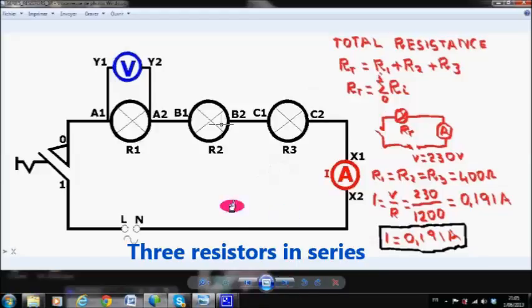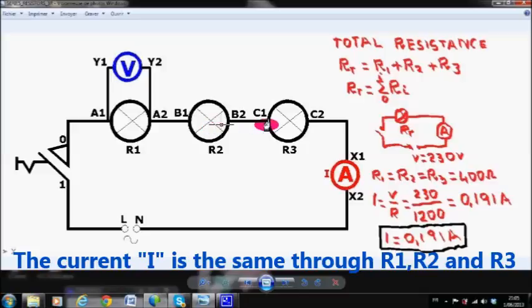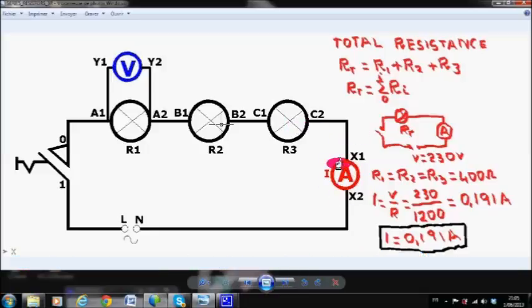We get this circuit with three resistors in series. As we've seen before, the current that flows through R1 is the same that flows through R2, and then that current is the same that flows through R3. The total current is the same, and this current is measured by our ammeter that we put in series. And then if you need to read the voltage drop on R2, we put our voltmeter in parallel on R2.